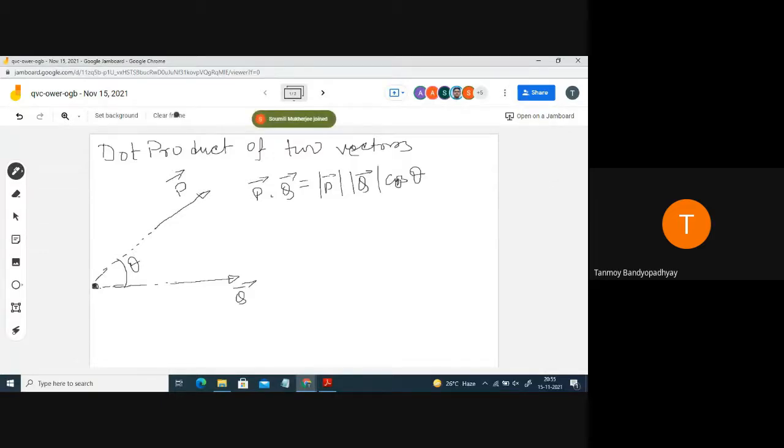Now there may be certain problems where you need to find out cos theta. That cos theta will be given by vector P dot vector Q divided by the magnitude of the vector P into the magnitude of the vector Q. So if you need to find cos theta, this can be the expression. What else?